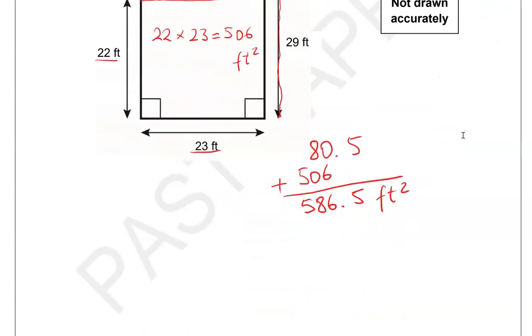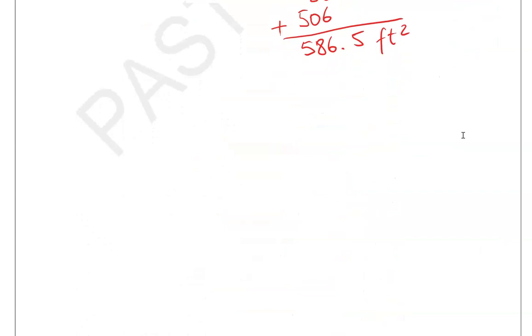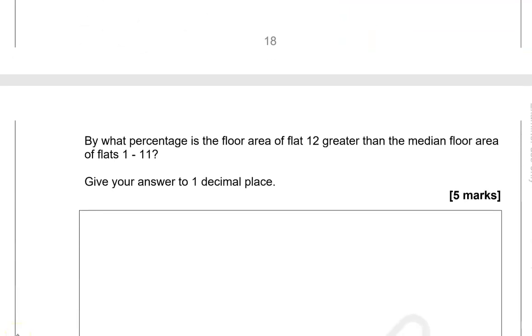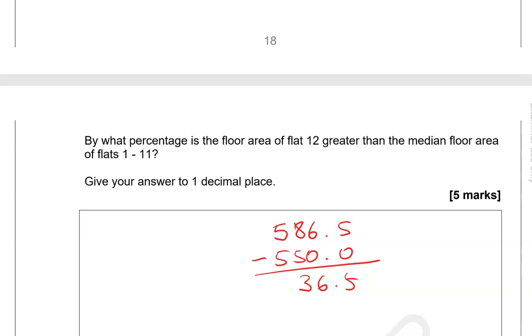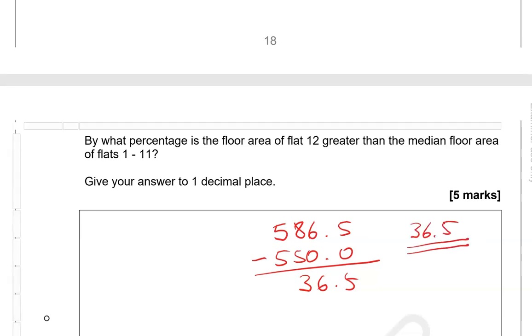So 550, and we've got 586.5. So 586.5, if I take away 550, that leaves me with 36.5. So that is 36.5 out of the median floor area, which was 550.